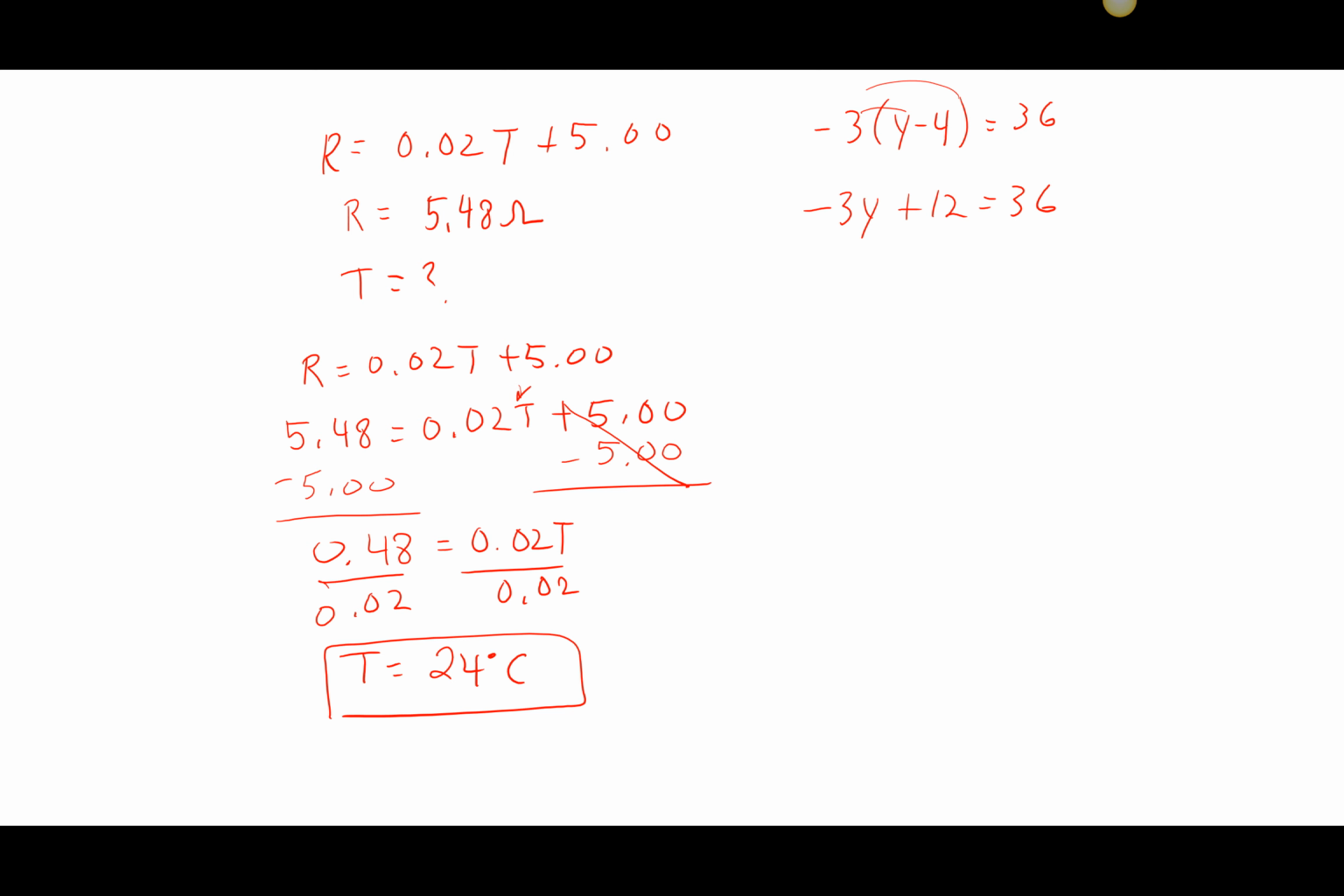Now we're back to a regular problem. This is what we're used to, right? So we're going to subtract 12 from both sides. That's going away. Minus 3y equals 24. Divide both sides by 3. That's going away. Negative 3. And y equals negative 8. Okay? And that's how you work those problems.